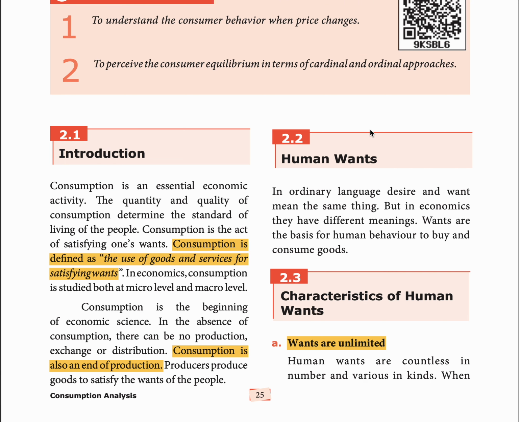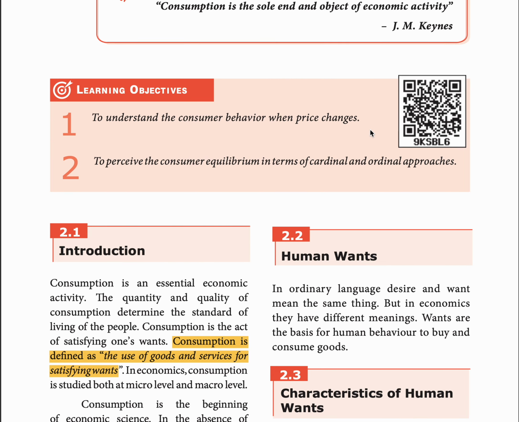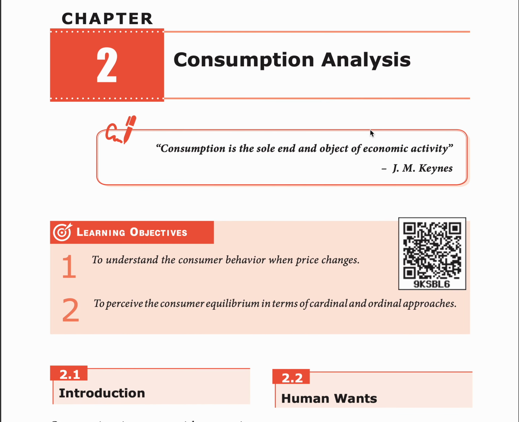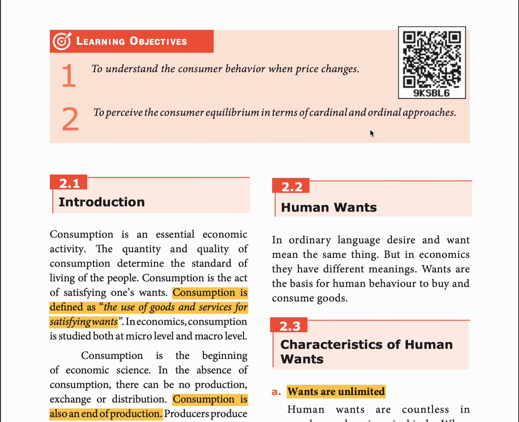So friends, today we will understand the second chapter of Tamil Nadu Board NCERT, which is consumption analysis. So friends, let's start this chapter. What is consumption? Consumption is defined as the use of goods and services for satisfying wants. For satisfying our wants, we consume different things. For example, if we are feeling hungry, we consume food to satisfy our wants, right?